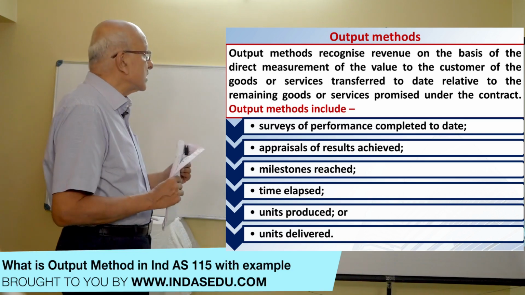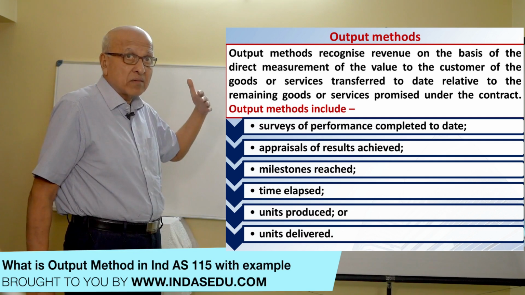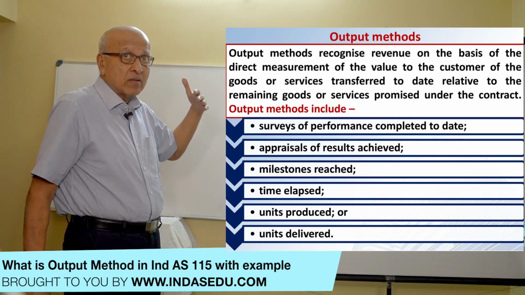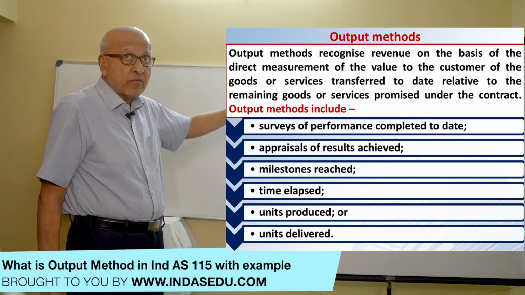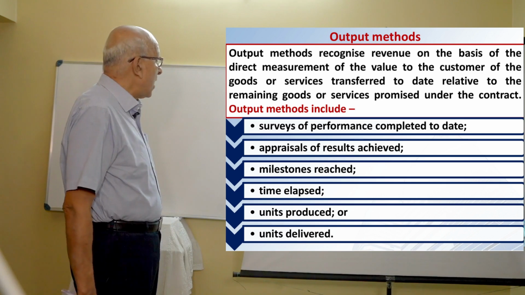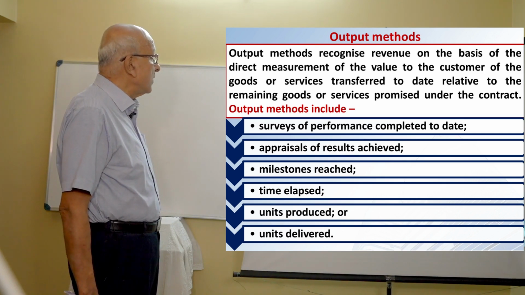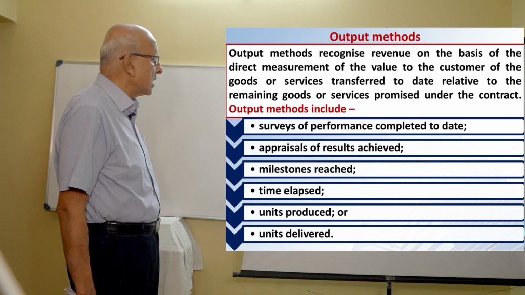Output method, that is, what is the percentage of completion of the total assigned job? It is from the viewpoint of the customer. Output method recognizes revenue on the basis of the direct measurement of the value to the customer of the goods or services transferred to date relative to the remaining goods and services promised under the contract.